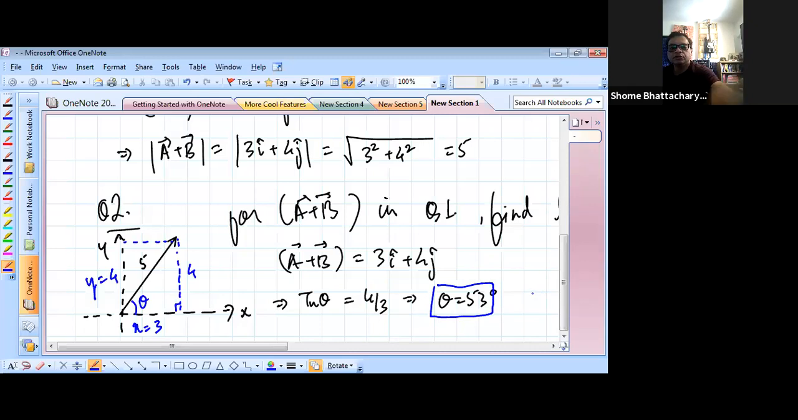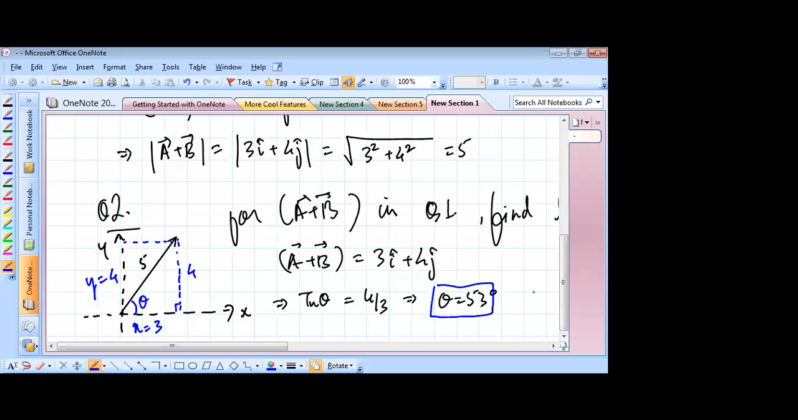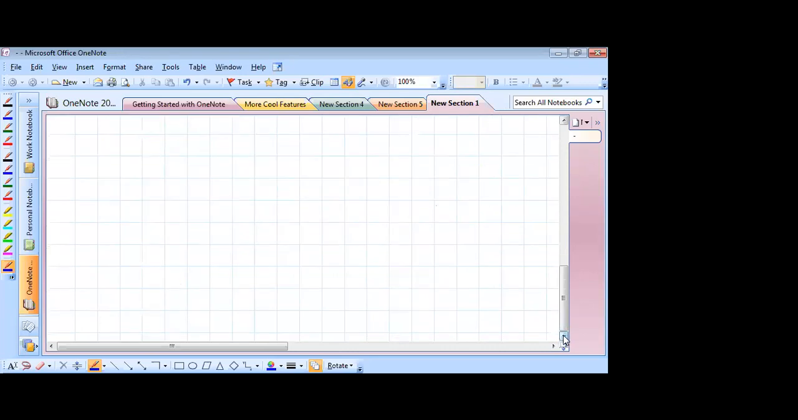Okay, so let's move on to some more questions from the assignment. The third question is pretty standard. Most of you will be able to do it. Let's come to the fourth question. The third question is similar to this, so I'm not repeating it. Just like we found the angle in question 2, like that we have to find.